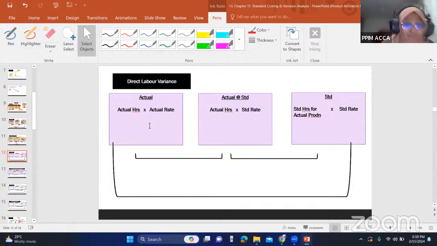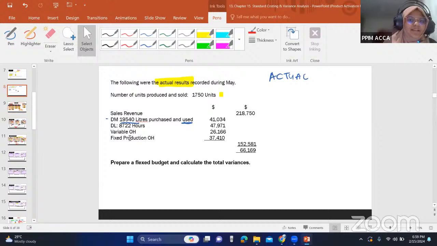Right, actuals, the first box. So let's go to the actual information that we have. We need the actual hours and the actual rate. So look here, direct labor, 8,722 hours. That is the actual number of hours we have worked. And we have paid, we don't know how much is the actual rate per hour, but we know in total we have paid 47,971. So we have the total, like in direct material. So no problem at all. We can just put the 8,722 and the total.